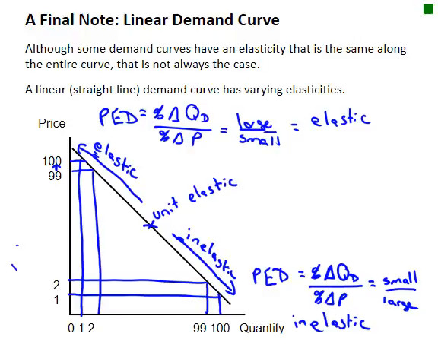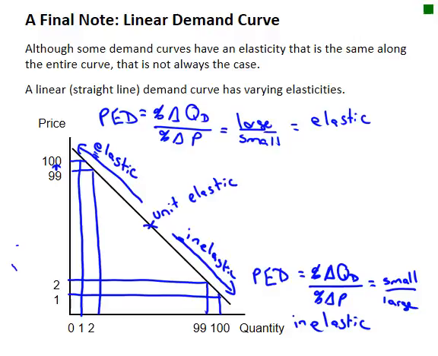Let's look at conversely what's happening down here. If we go from a price of 1 to 2, we're doubling. So that's very large. So the change in price is large. If we're going from a quantity of 99 to 100, that percentage change is small. A small number on top of a large number will be inelastic. So as you move along the curve this way, it becomes more and more inelastic.